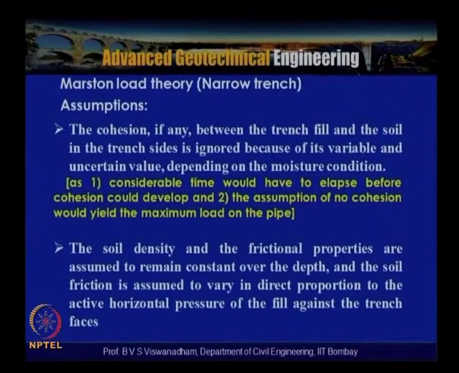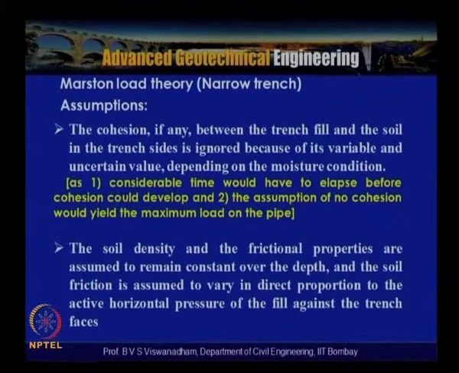So the soil density and the frictional properties are assumed to remain constant over the depth, and the soil friction is assumed to vary in direct proportion to the active horizontal pressure of the fill against the trench faces. So when a pipe is embedded in a narrow trench, we have the two side faces, taking per unit length of the pipe. So the cohesion is ignored.